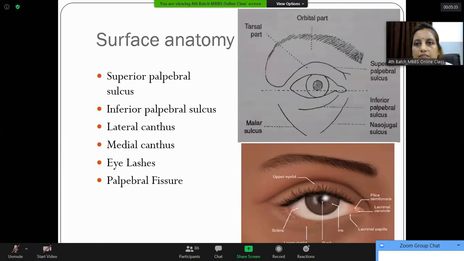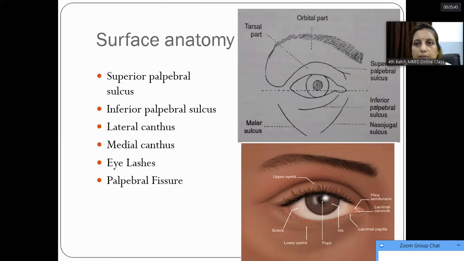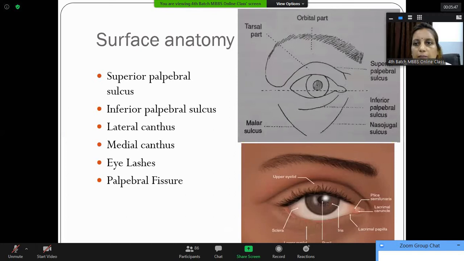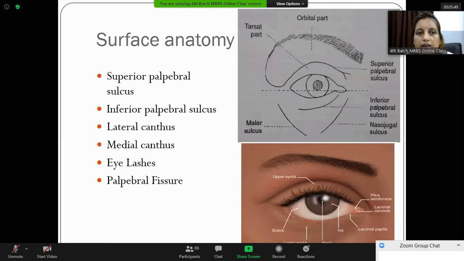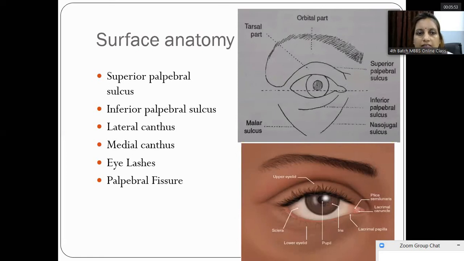For the surface anatomy, we have different structures. In the figure, you can see the superior palpebral sulcus, inferior palpebral sulcus, lateral canthus, medial canthus, eyelashes and palpebral fissure.